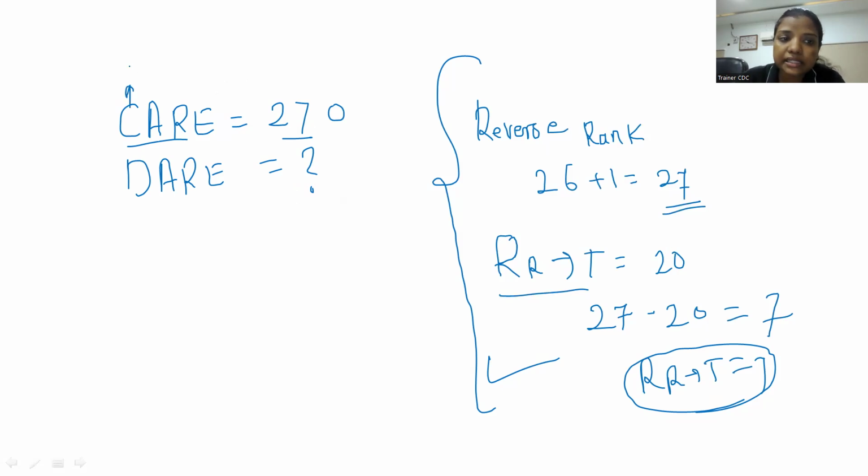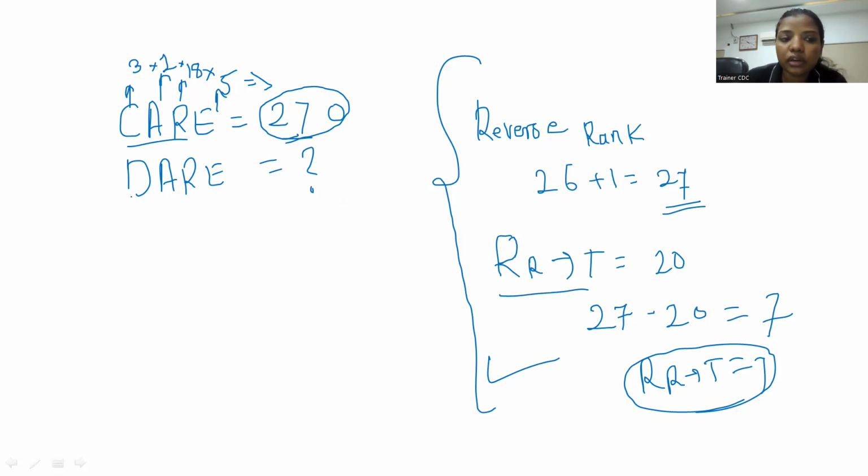So I know that C is 3. Forward rank of C is 3, forward rank of A is 1, forward rank of R, right age of vote, it is 18. E, evening, 5. And if I multiply 18 into 5 into 3 into 1, 18 into 5 is 90, 90 into 3 is 270, right? So with the multiplication of forward ranks, we are getting the correct answer.